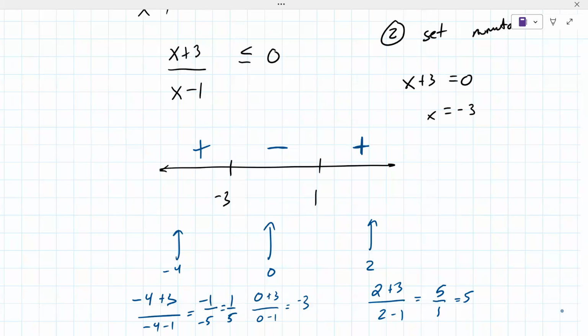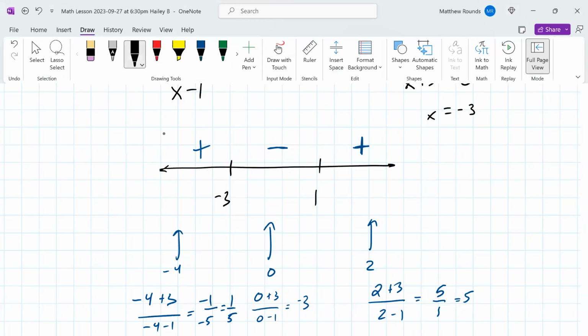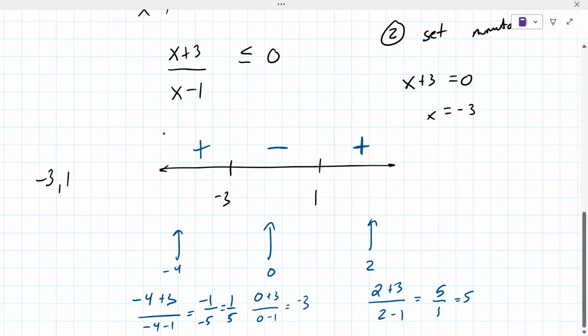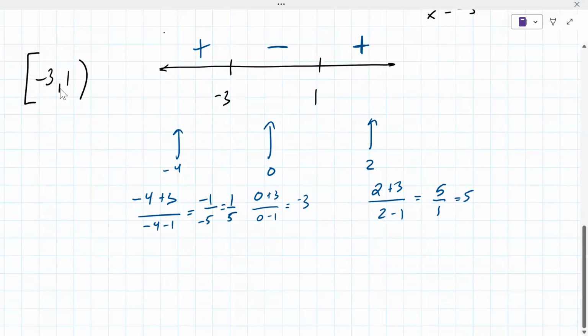Any questions, thoughts on that? No. All right, so once you do all that, it's less than 0 when it's here. Now, the problem at 1 is that the function is discontinuous. So your interval is from negative 3 to 1. But at 1, it can't be 1 because you can't divide by 0. So that's a parenthesis. It can be negative 3 because negative 3 is exactly 0. Bracket goes there. That is your final answer there.